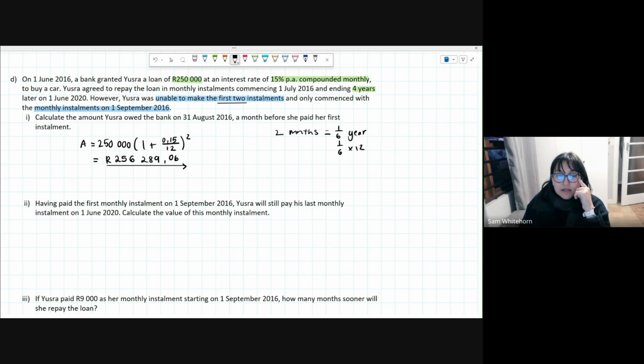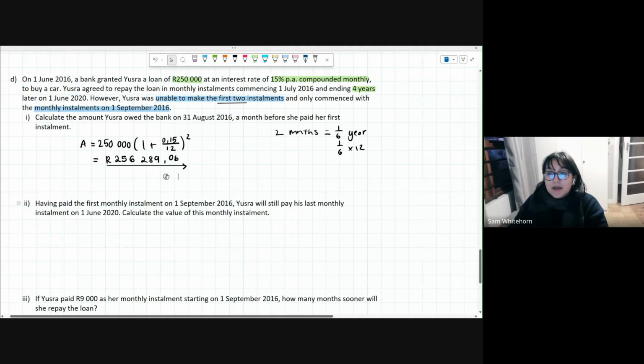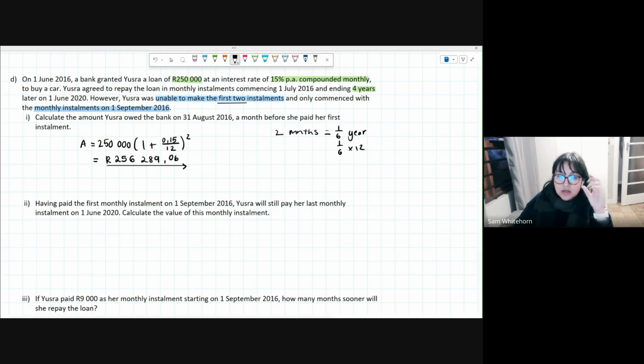Right, so we have that. Question 2 then says, having paid her first monthly installment on the 1st of September, Yusha will pay her last monthly installment on the 1st of June 2020. So same end date as what we started with. Calculate the value of this monthly installment. Because the monthly installments have started later, the initial monthly installment quoted to her is obviously no longer accurate. So we need to recalculate our monthly installment.